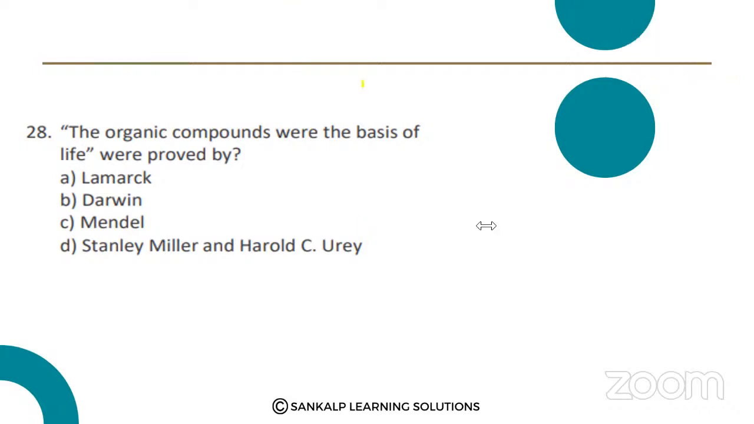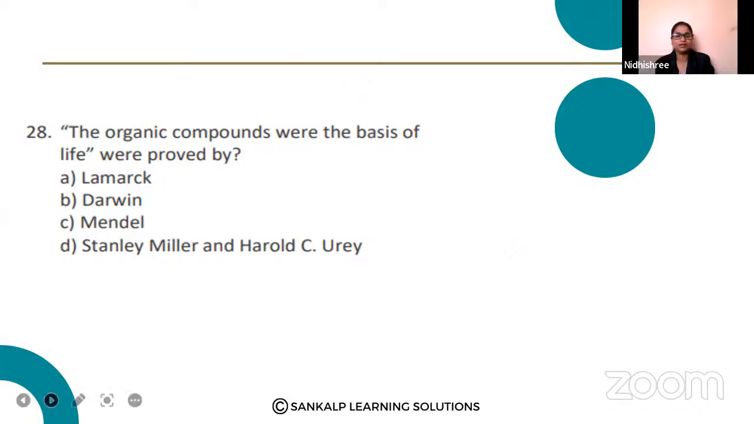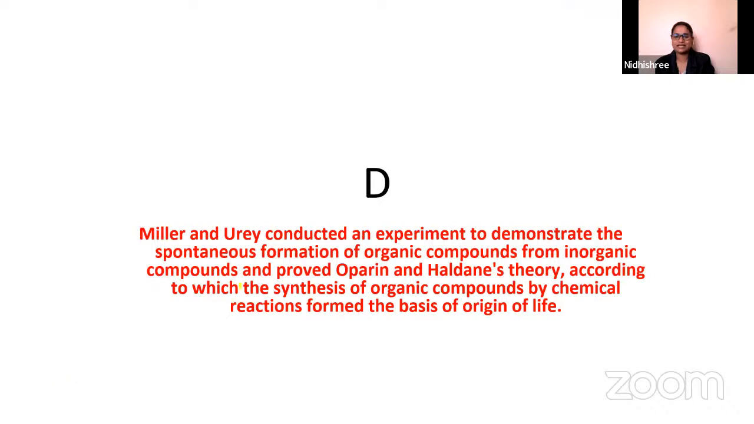Lamarck, ma'am. Okay. Now, Miller and Urey conducted an experiment. Option D is the right answer. It was proposed by Oparin and Haldane as the theory of chemical evolution. First put forth by Oparin and Haldane. Who experimentally proved it? Stanley Miller and Urey. Okay?